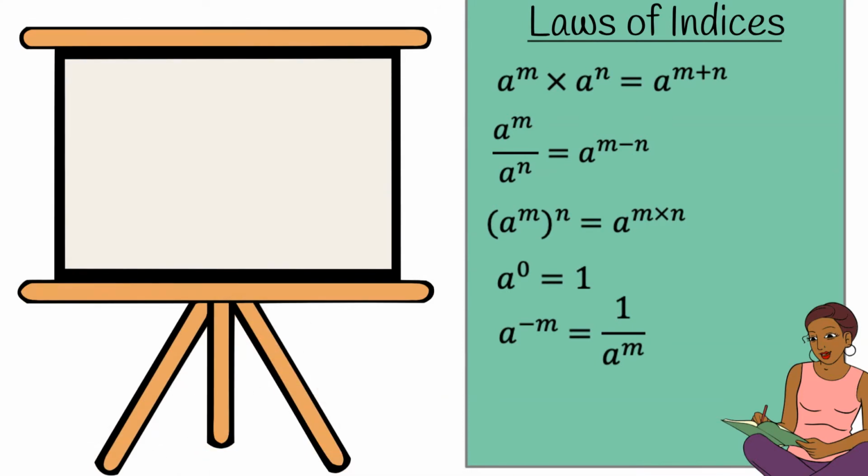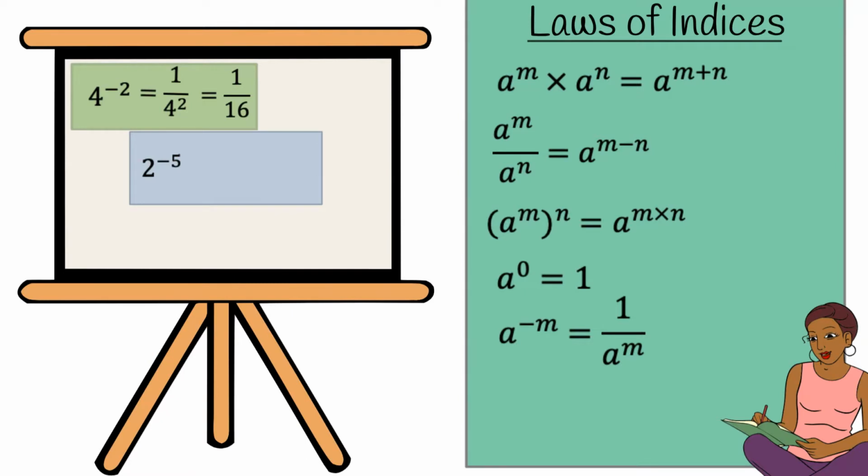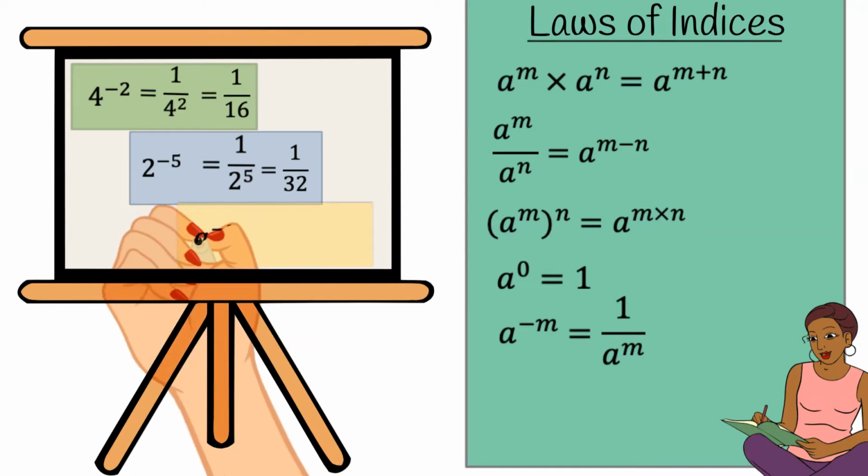So if I have 4 to the negative 2, I just need to do 1 over 4 squared, which we know is 1/16. If I have 2 to the negative 5, I need to do 1 over 2 to the positive 5, which is 1/32. And if we have a to the negative 1, that is 1 over a to the positive 1, which is just 1 over a.